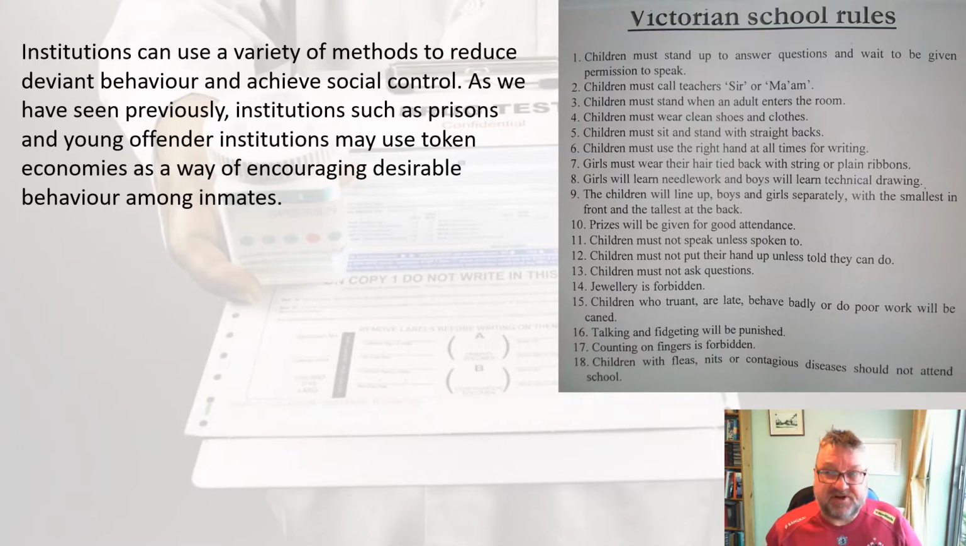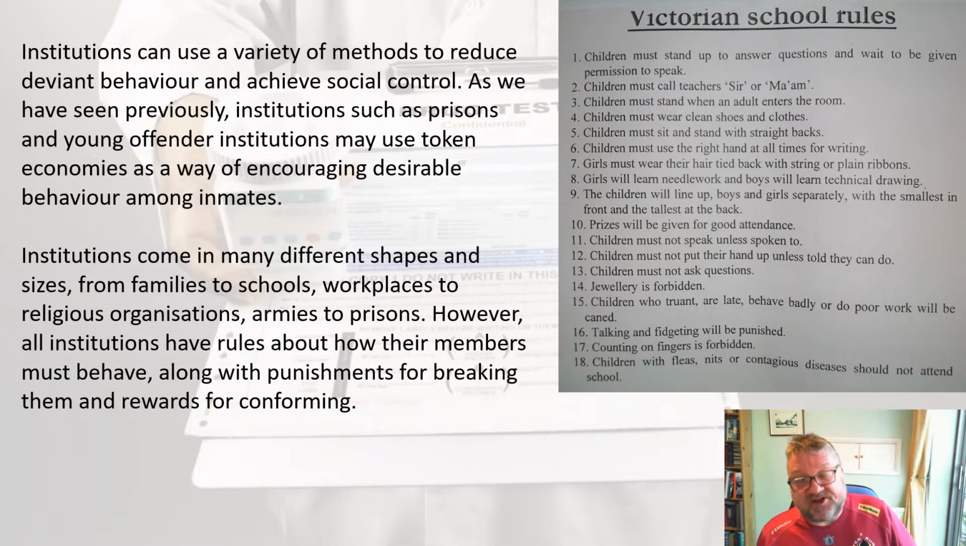So institutions use a variety of methods to reduce deviant behaviour and achieve social control. We've seen previously that institutions such as prisons and young offenders institutions, for example, use token economies to try and encourage desirable behaviours among inmates. And obviously institutions come in many different shapes and sizes. Families, schools, workplaces, religious organisations, armies, prisons, they're all institutions. And most have rules about how their members must behave, along with punishments for breaking them and rewards for conforming.